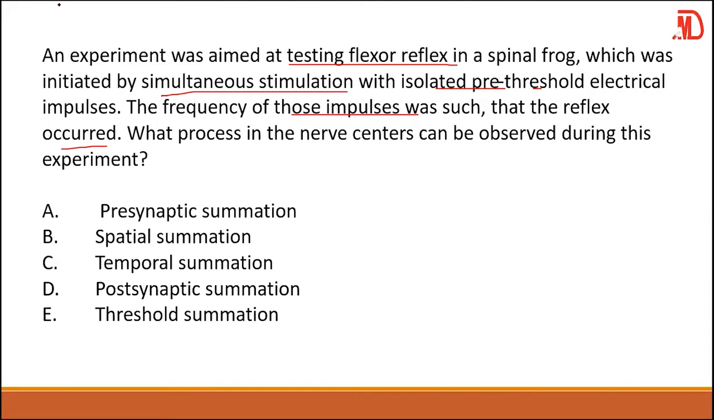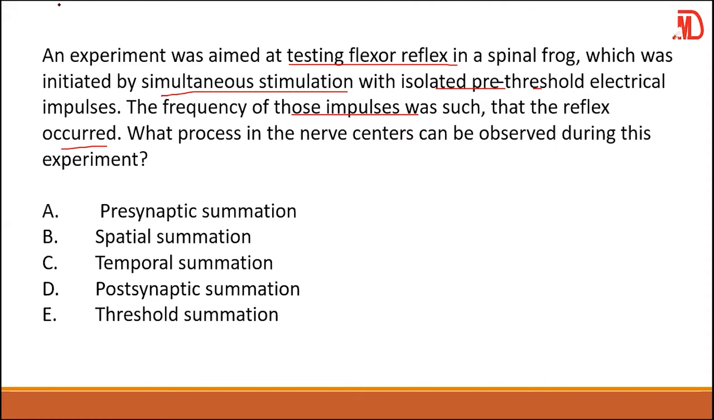And the question now is, what process in the nerve centers can be observed during this experiment? That is what the question is all about. And over here, we are going to be talking about summation. When we talk about summation, that means you are doing two things at the same time to give an effect. Summation includes both spatial and temporal summation.